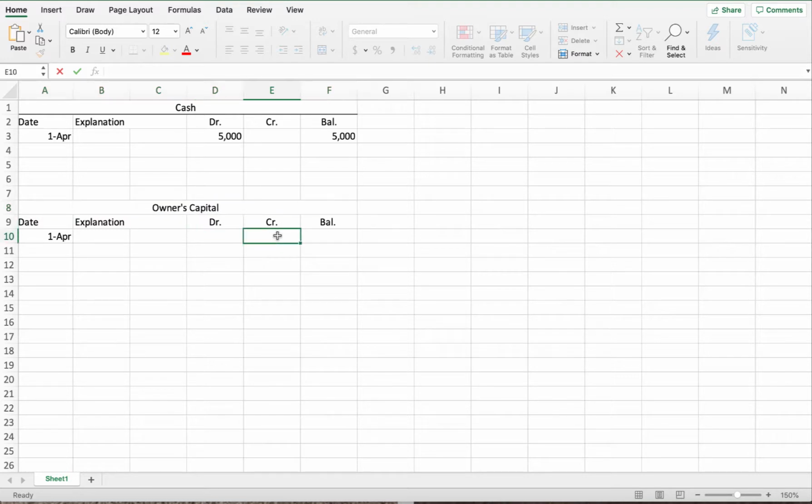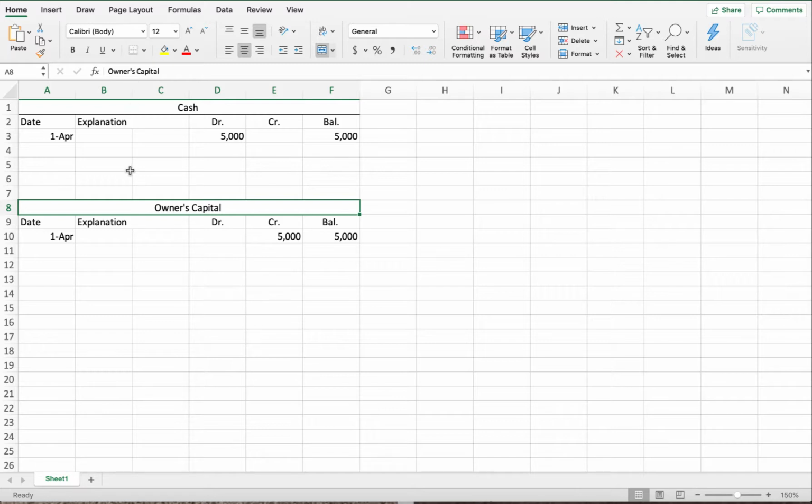How does owner's capital increase? Well, it increases with a credit. So I need to credit owner's capital. I'm going to go to the owner's capital ledger and type in $5,000 to show that, hey, in the ledger, owner's capital, we have a credit there. After this transaction, I'm going to balance this ledger, and I got $5,000.